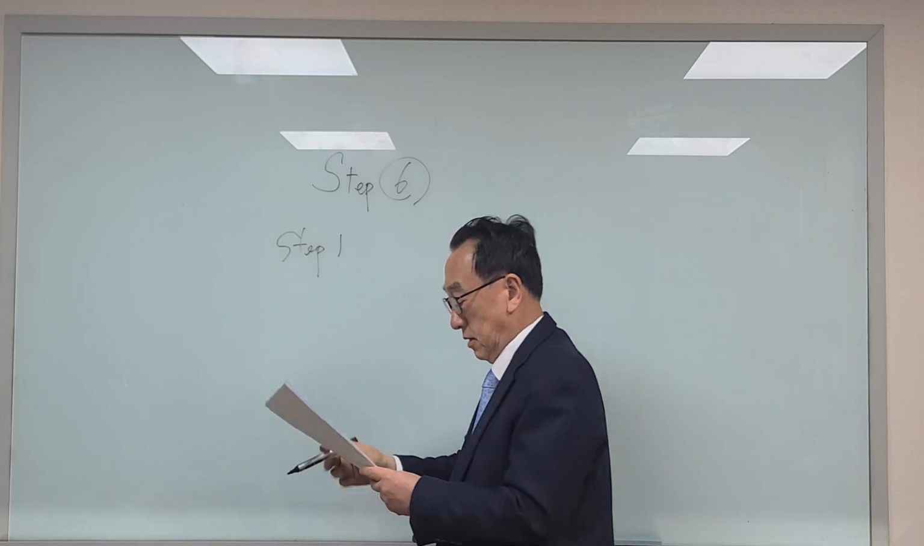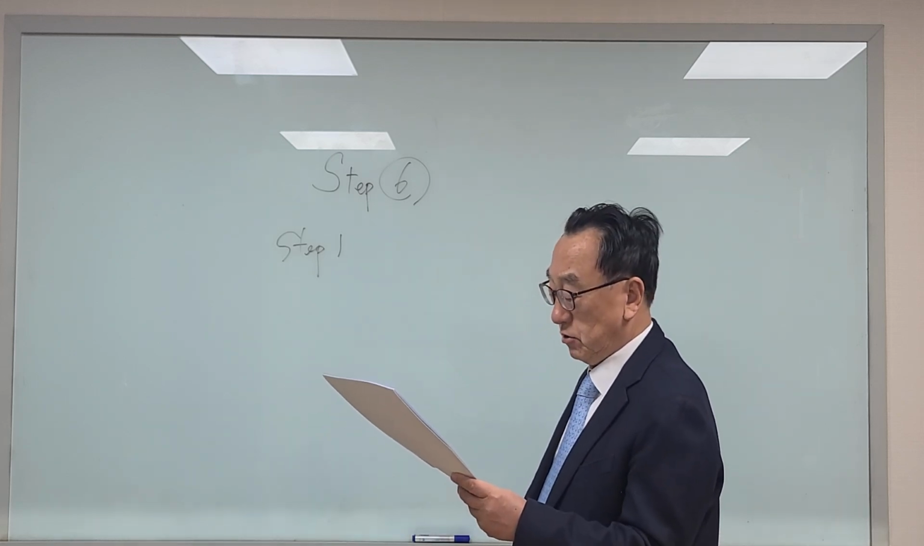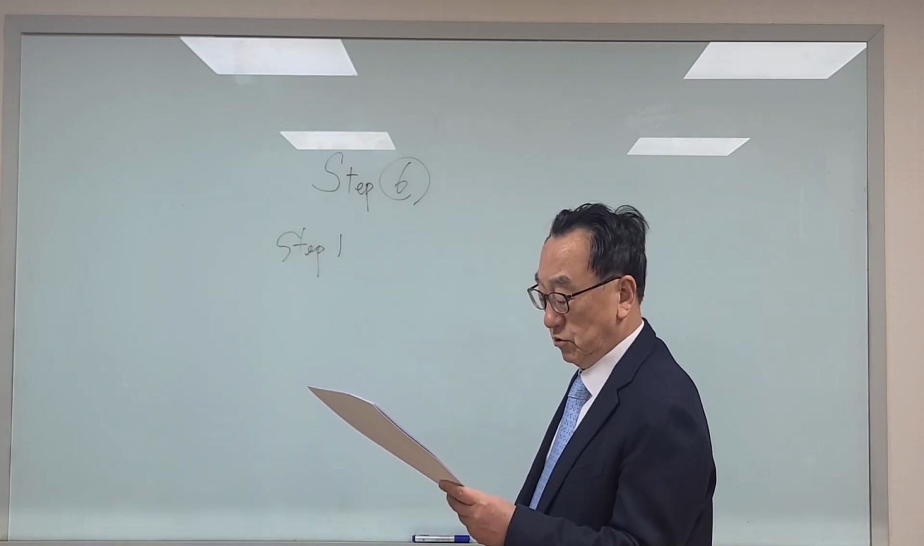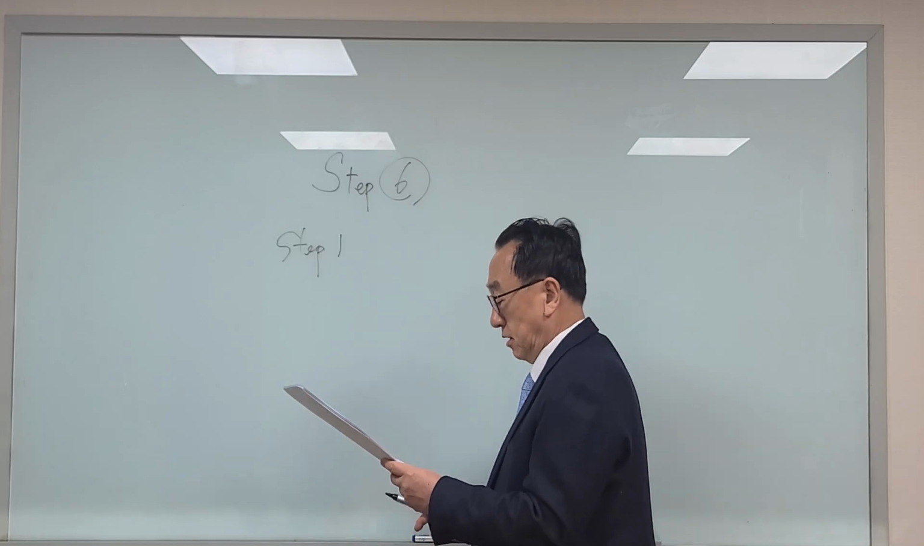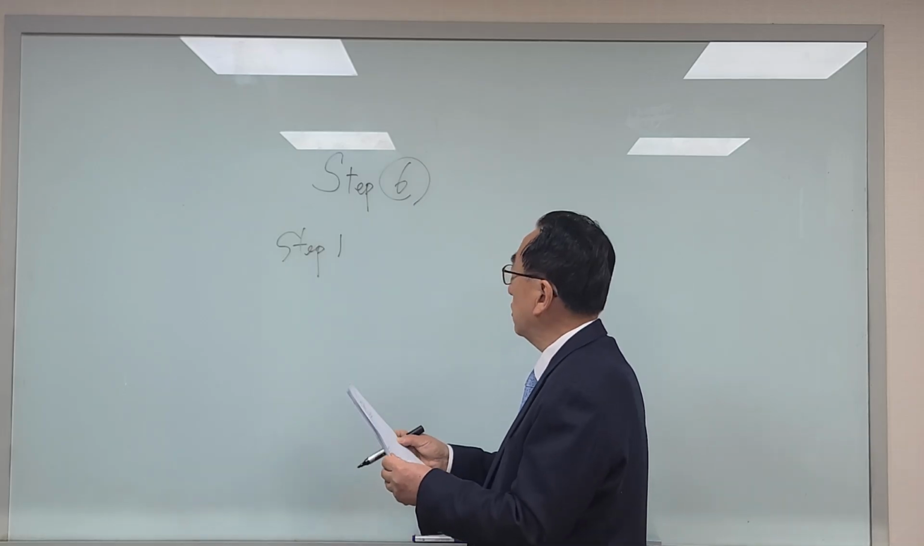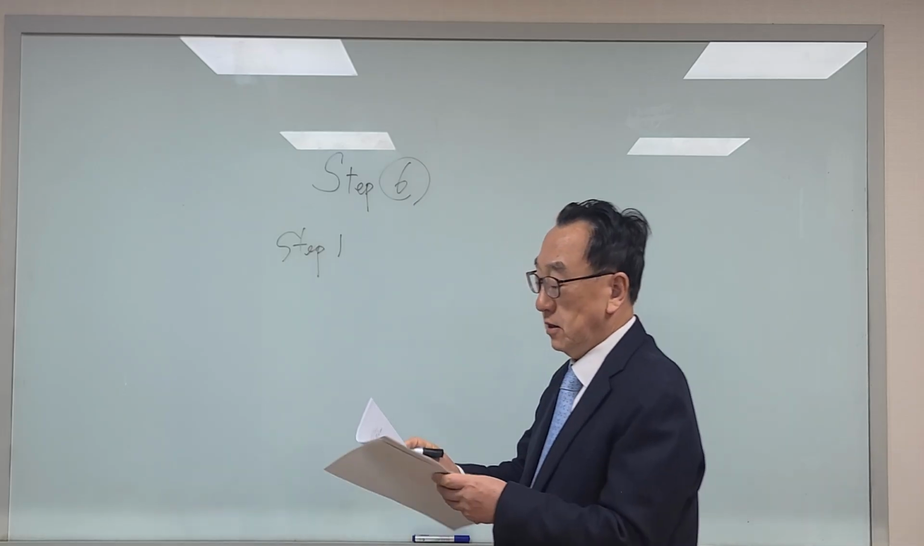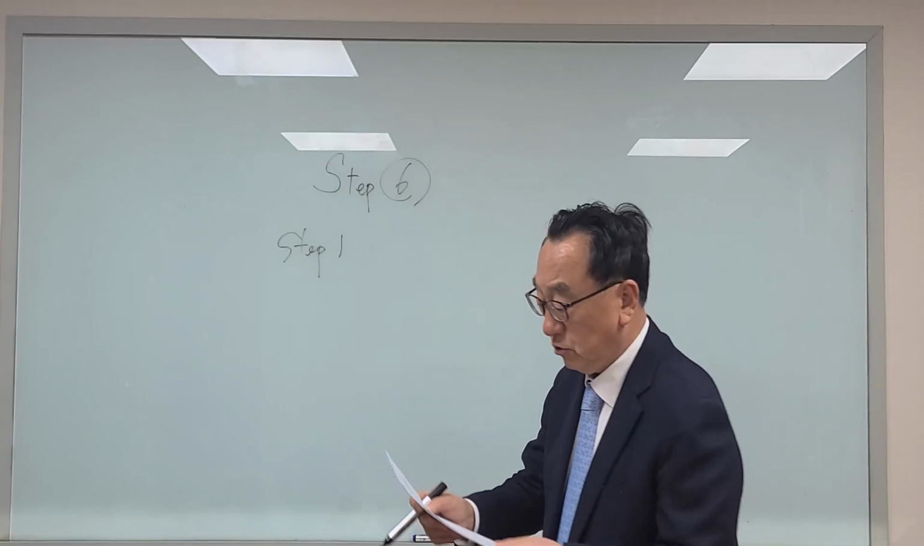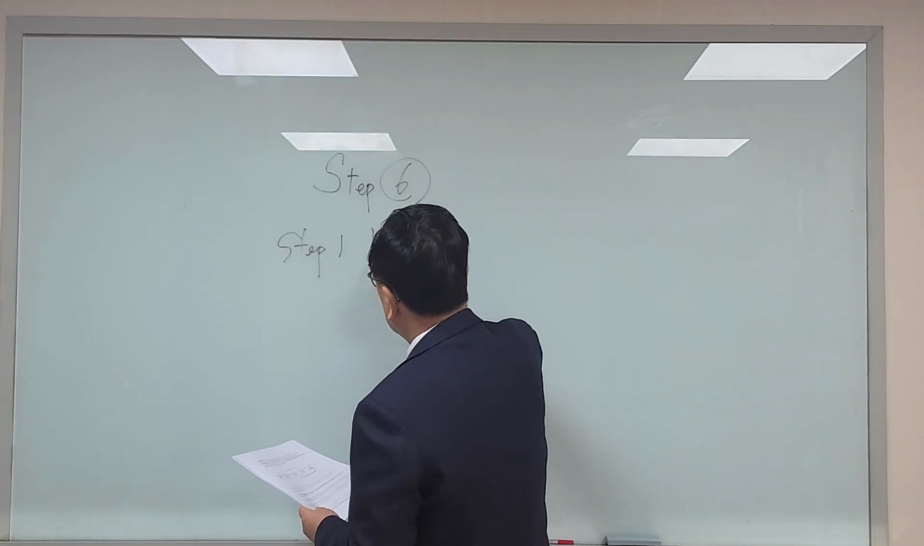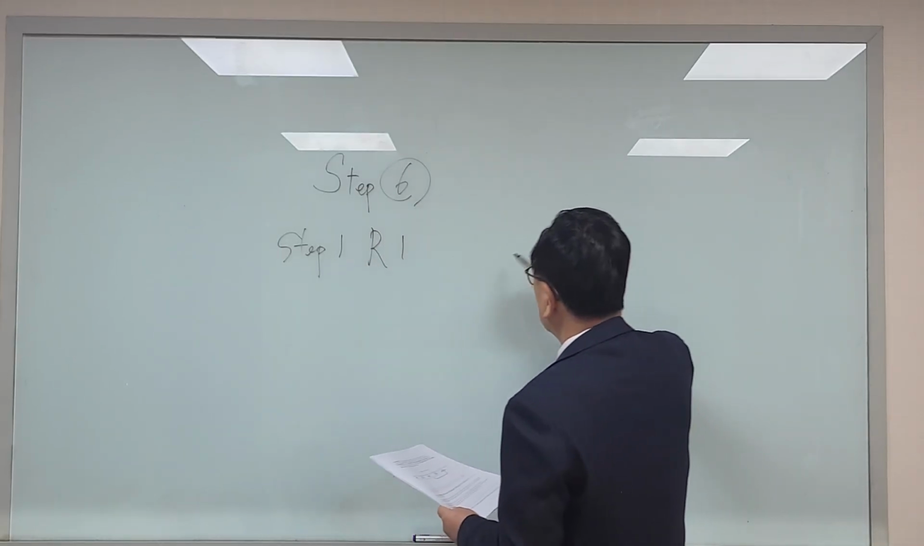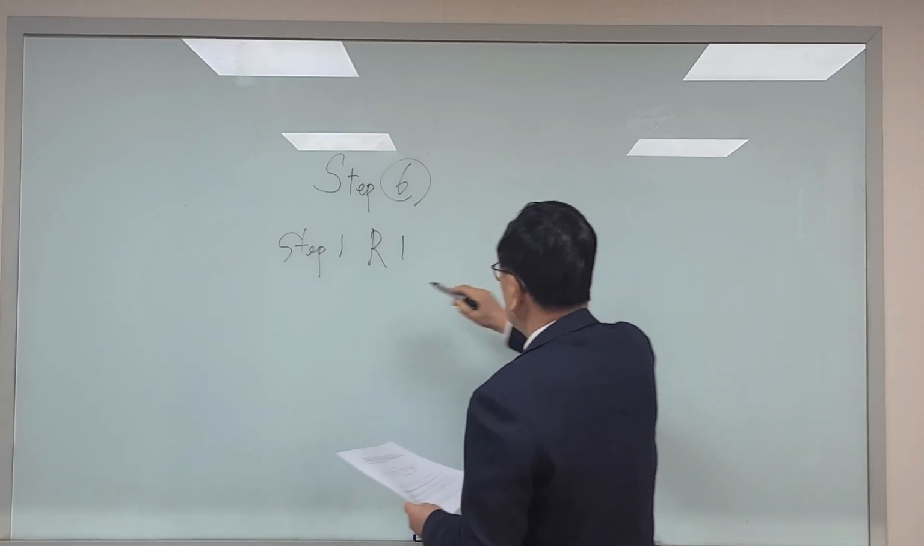Step 1 is the identification of a multinational enterprise group subject to the global minimum tax. This needs to be done by the UPE. And there are two types of requirement: requirement 1 and requirement 2.